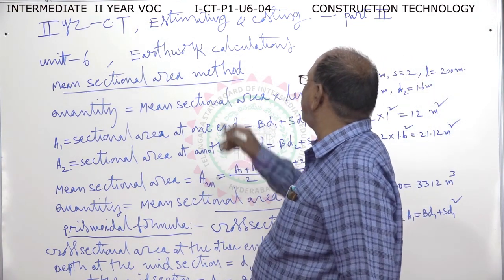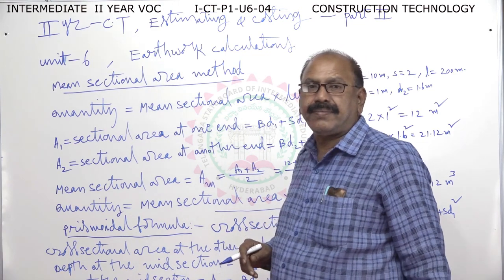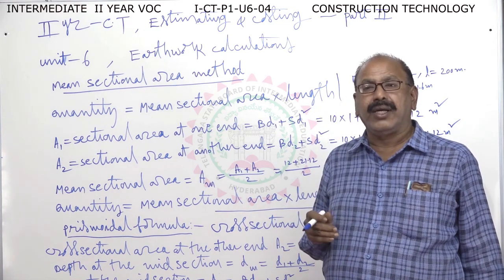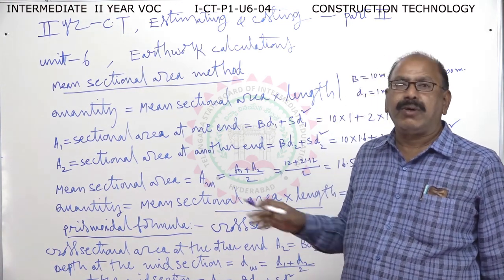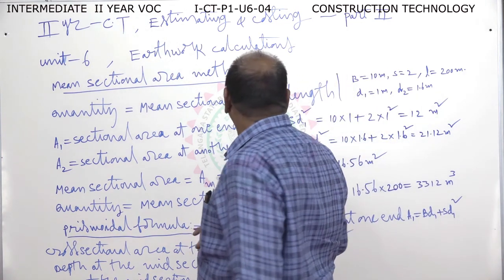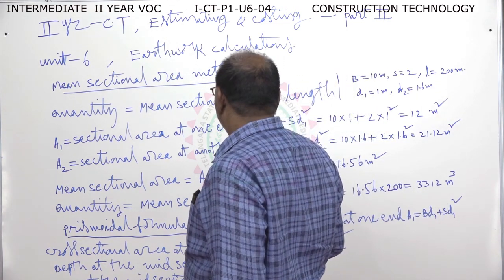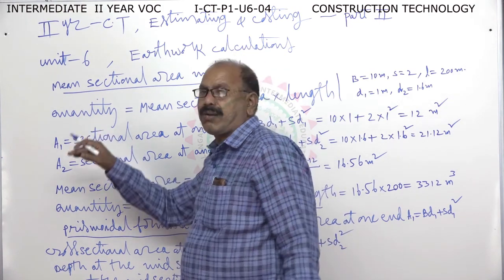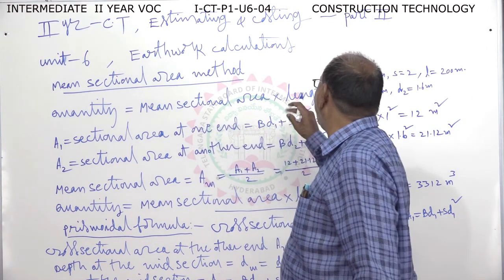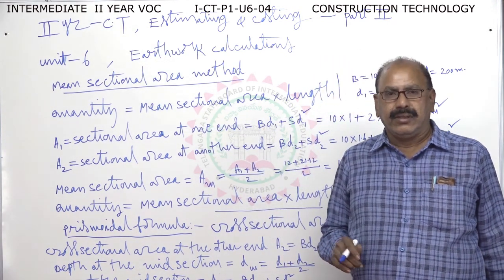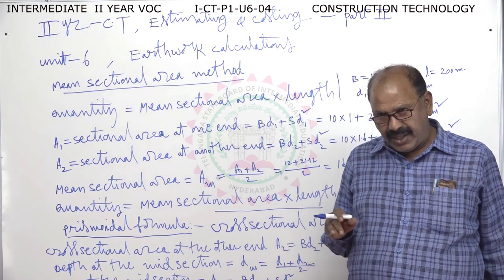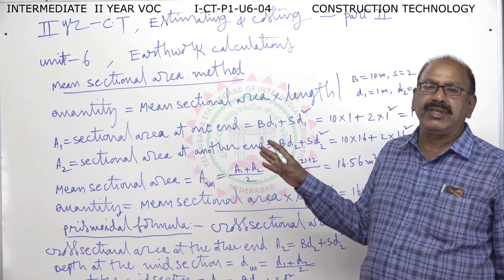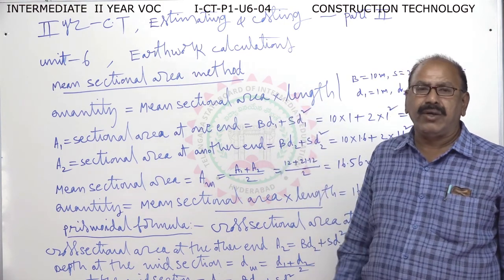This mean sectional area method, I have already explained to you. So today we are doing a small problem on this method. For this method, the quantity formula: quantity is equal to mean sectional area into length. Total earthwork quantity in that road, if we want to calculate, what is the total quantity? Total quantity is equal to mean sectional area into length of the road.